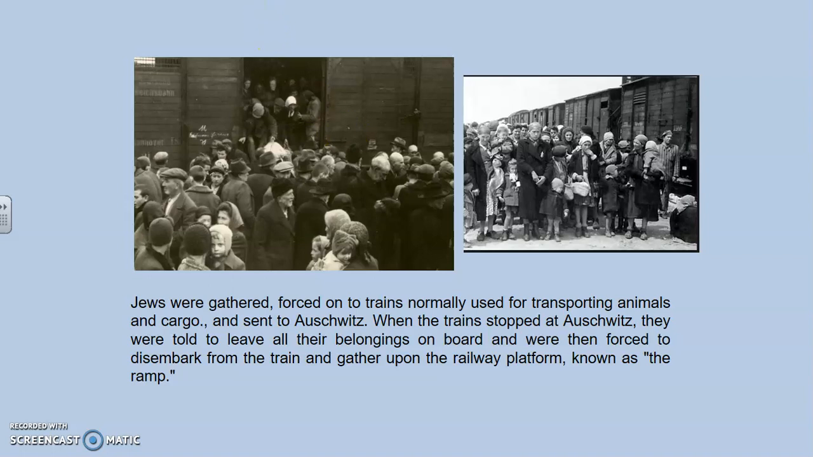So here we see the people being forced into these train carriages, so packed that they could only stand shoulder to shoulder. Many people would die within the carriages themselves, and they would be in those carriages for days without food or water.